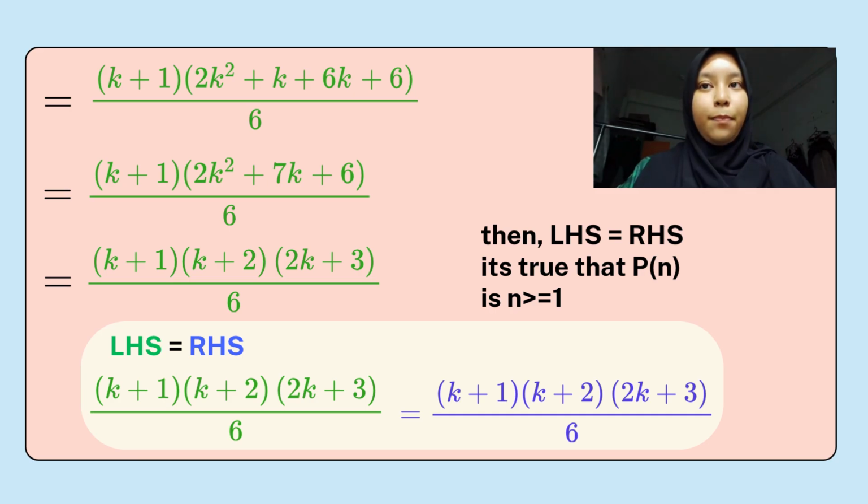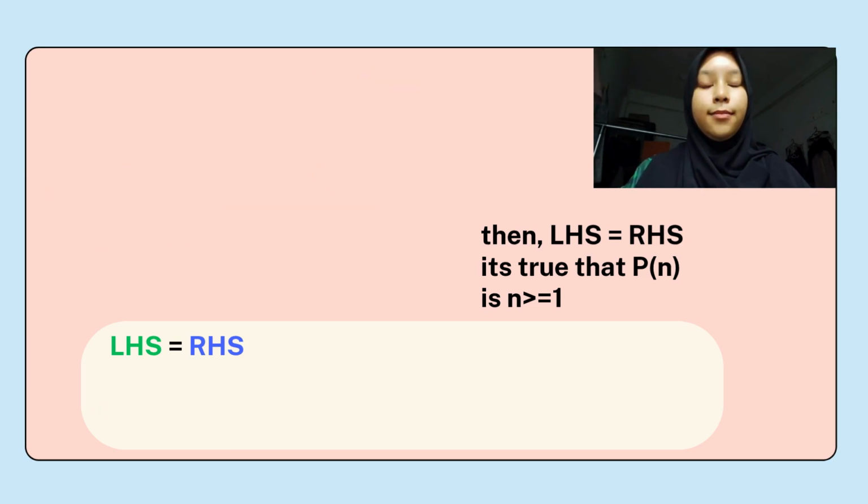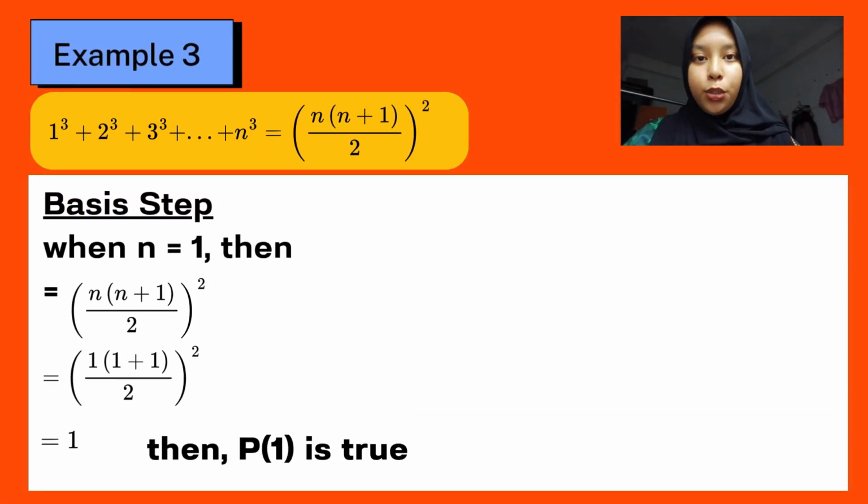Therefore, P(k plus 1) is true. Since the basis step and induction step have both been proven, the statement is true for all positive integers. This completes example 2.